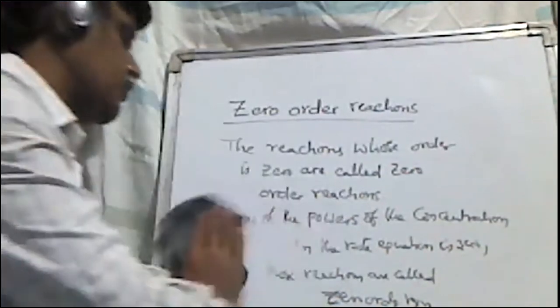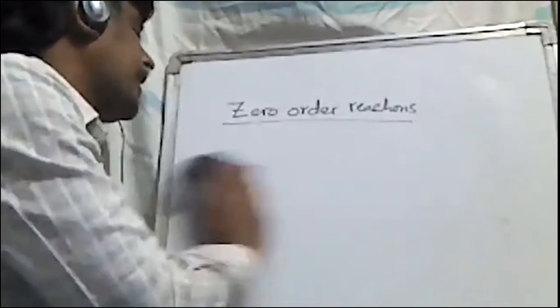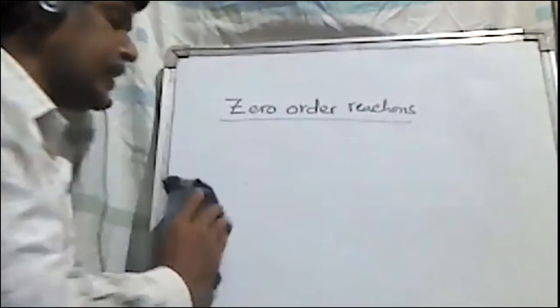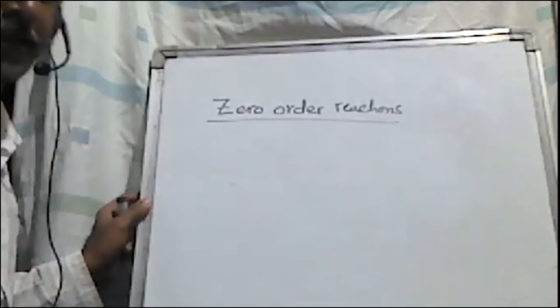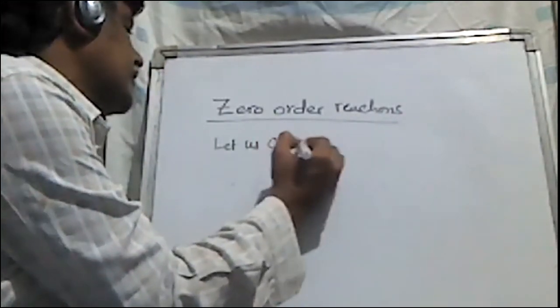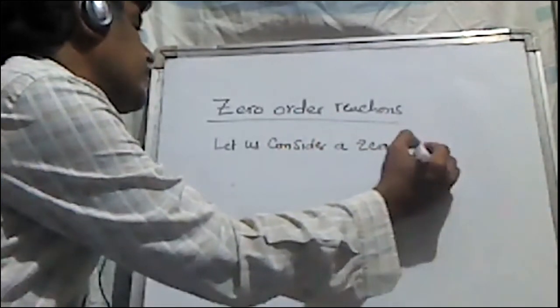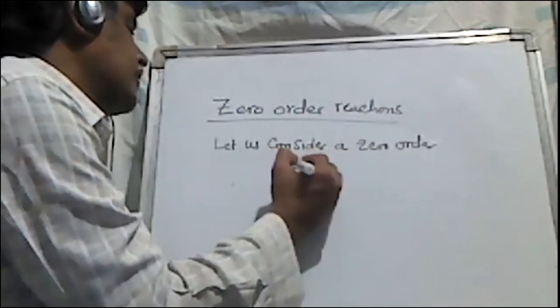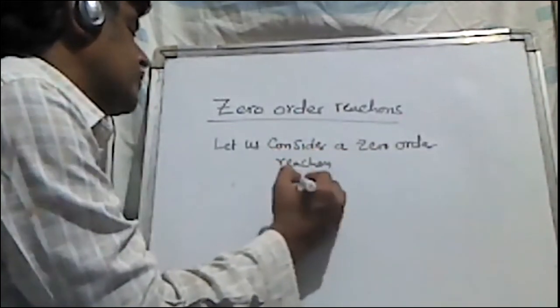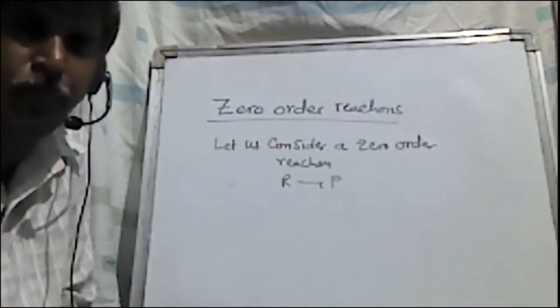Now we need to derive an expression for the rate constant of a zero order reaction. Now let us consider a zero order reaction.